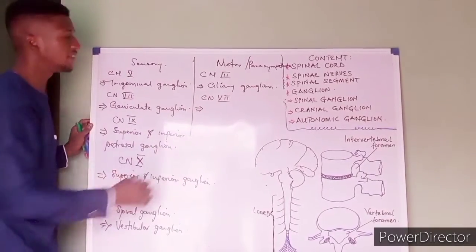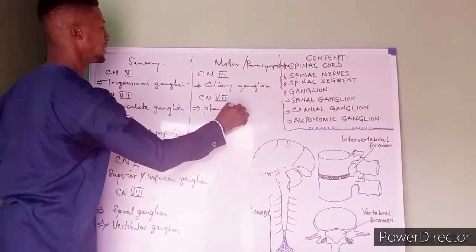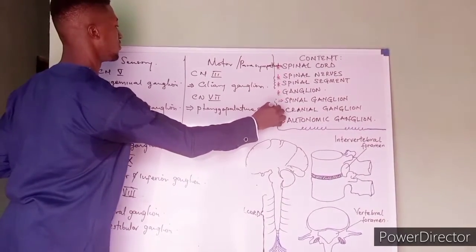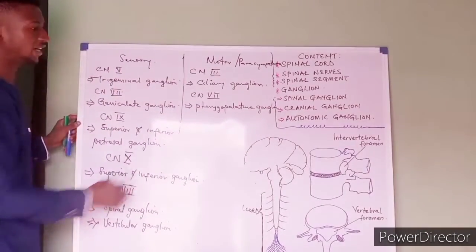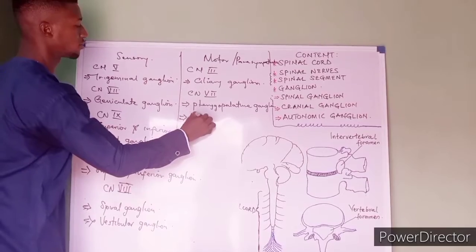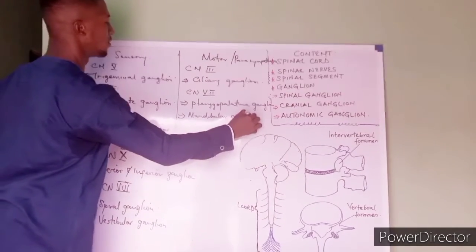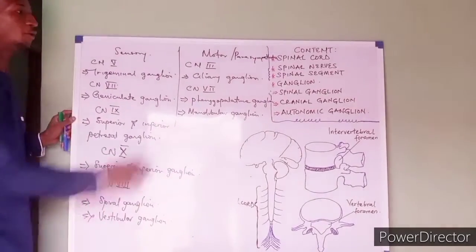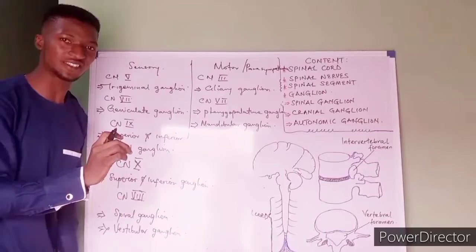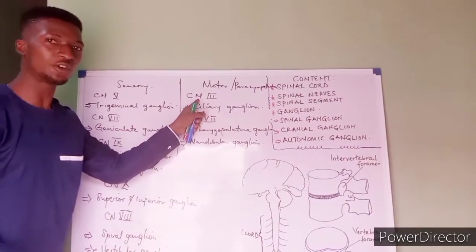Oh, that is the Pterygopalatine ganglion. We have the Pterygopalatine ganglion, and you also have the Submandibular ganglion. Now, these ganglia are actually associated with nuclei. So now, the ciliary ganglion is associated with a particular nucleus.